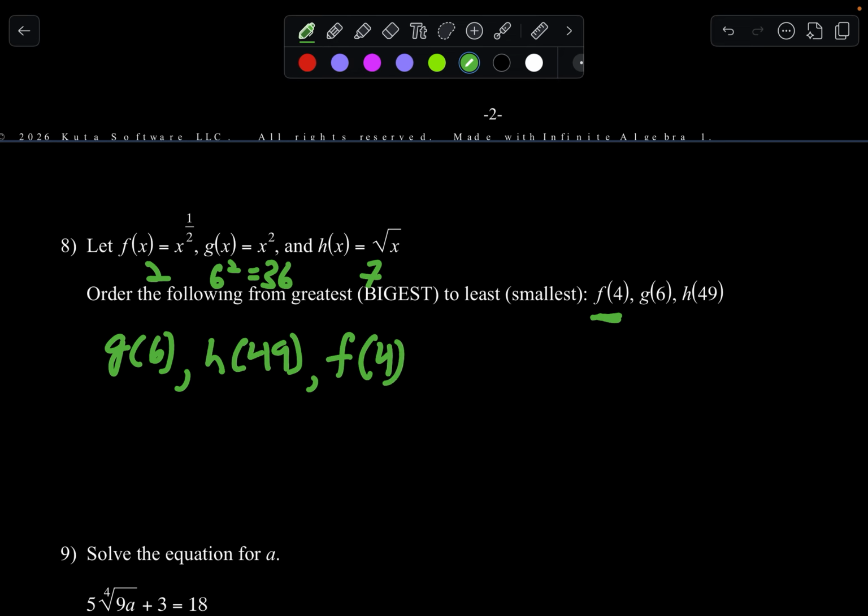And there you go. That's ordering them from biggest or greatest to smallest.